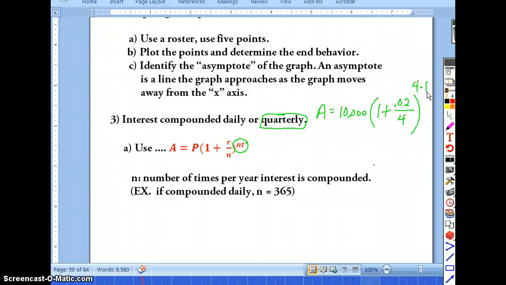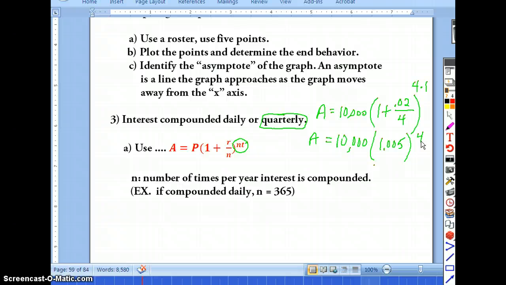I'm going to go inside the parentheses, just like I would normally do for order of operations, and I'm going to type in 200ths divided by 4, and I'm going to add that to 1. And when I do that, I get 10,000 times 1 and 5 thousandths. I'm going to fix this a little bit here for you. And that's going to be to the 4th power. So it's very similar to the other formula. The only difference with this is it allows you to choose how many times you want to run this interest generator.